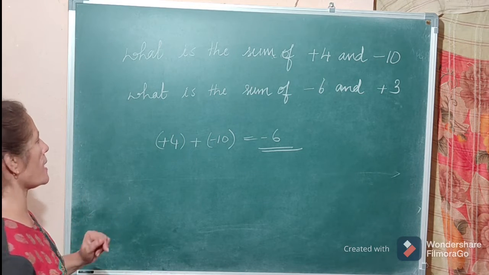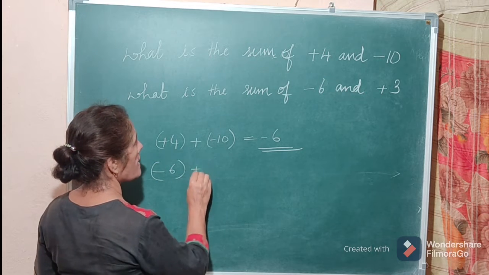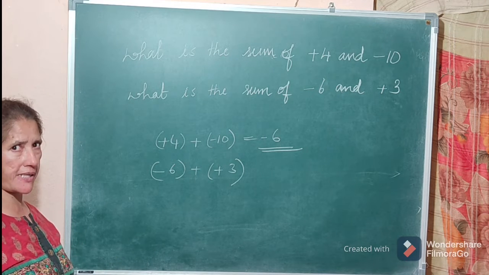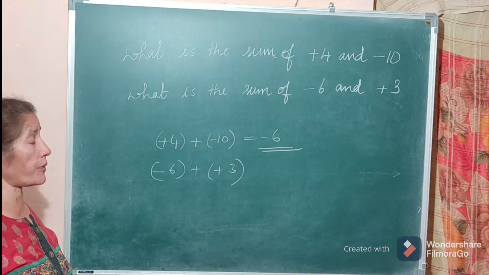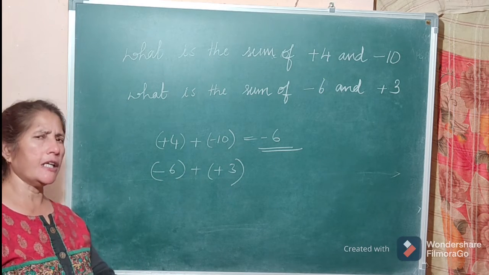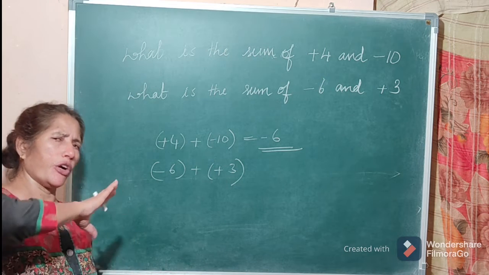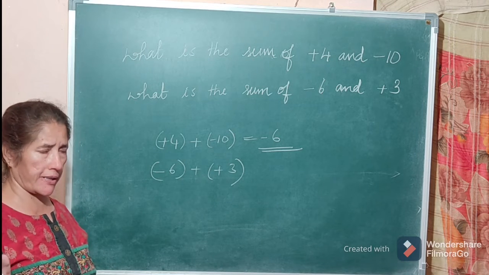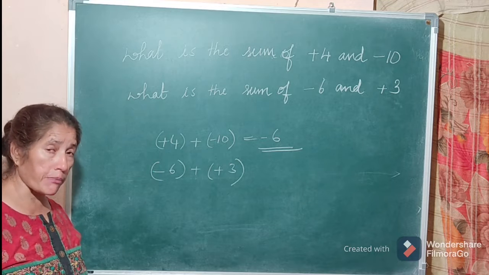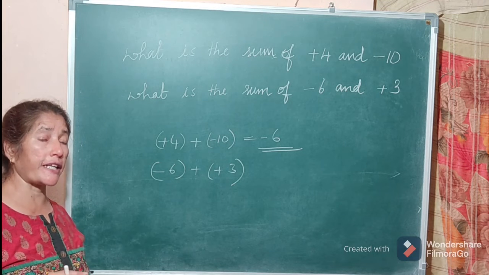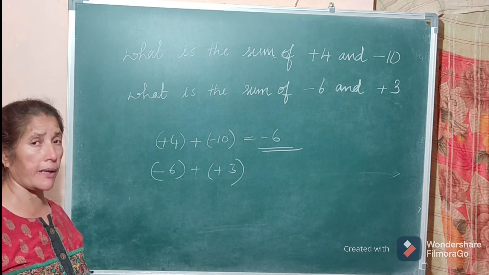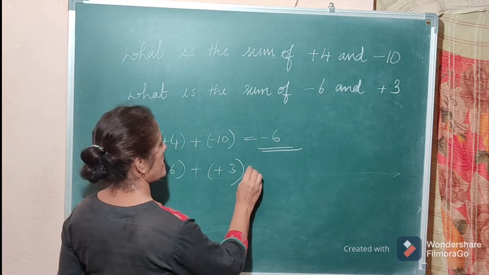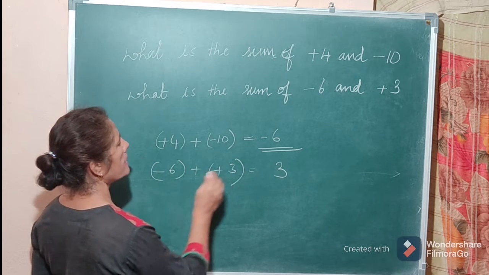Understood? Now, what is the sum of minus 6 plus 3? Again of different signs. One is minus 6, another one is plus 3. What do you do? Again find the difference between 6 and 3. When you are adding numbers of the same sign, you have to add. If both are plus, you put plus. If both are minus, you have to put minus. When you add numbers of different signs, you have to find the difference between the bigger number and the smaller number and put the sign of the bigger number. What is the difference between 6 and 3? 3. What is the sign of the biggest number?